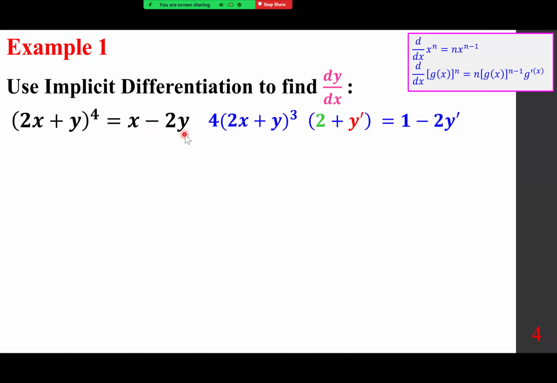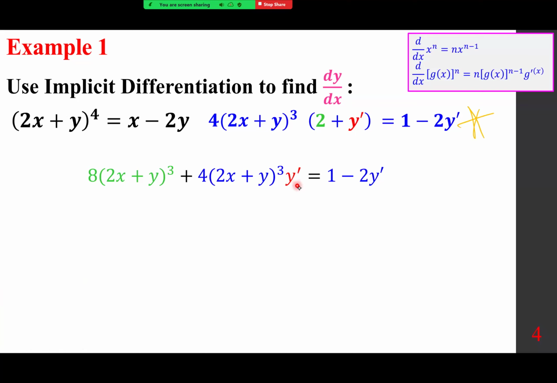We are done with calculus. We are going to solve for y prime. To do that, we are going to distribute here. So when we multiply the blue part by 2, we get 8 times this. And then if we multiply it by y prime, we just write it as a 4 times 2x plus y cubed times y prime. Now again, bear in mind, this is the only calculus step, everybody. And now everything is algebra.